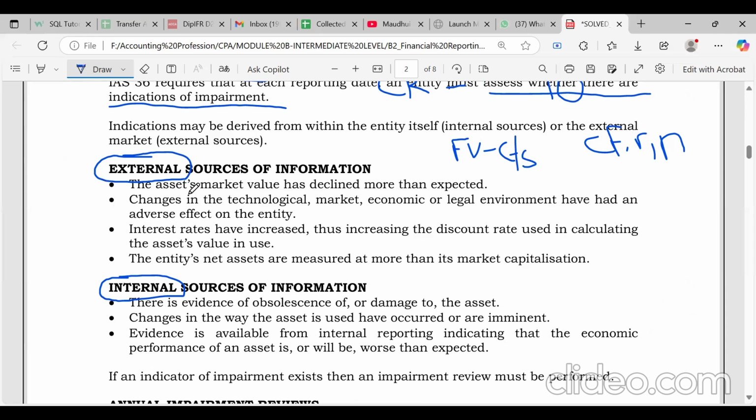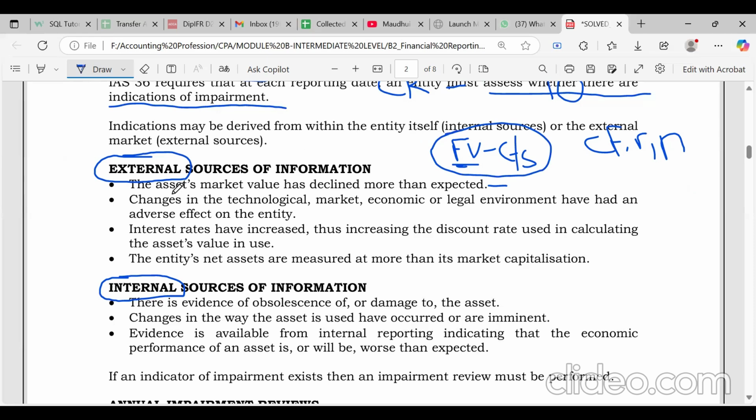For example, you are told the asset's market value has declined more than expected. Obviously, market value means the fair value has fallen. If it has fallen, it means this total figure would fall, right? So you can write whatever you see based on this.